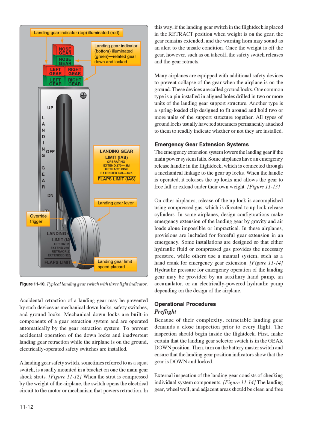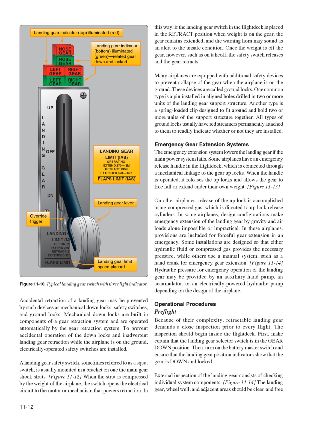A landing gear safety switch, sometimes referred to as a squat switch, is usually mounted in a bracket on one of the main gear shock struts. Figure 11.12. When the strut is compressed by the weight of the airplane, the switch opens the electrical circuit to the motor or mechanism that powers retraction. In this way, if the landing gear switch in the flight deck is placed in the retract position when weight is on the gear, the gear remains extended, and the warning horn may sound as an alert to the unsafe condition. Once the weight is off the gear, however, such as on takeoff, the safety switch releases and the gear retracts.